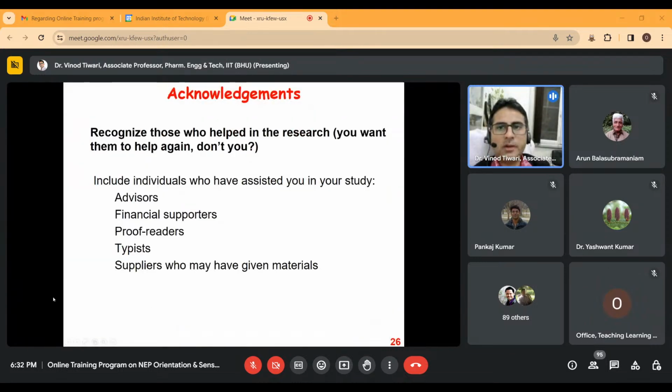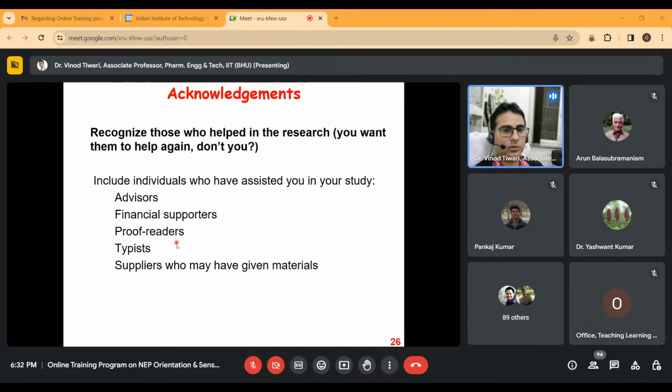So in acknowledgement, it's very important to acknowledge the people who have helped you in carrying out that research. So you have to include the individuals who have assisted you in your study, like your advisor. For example, if somebody has advised you on a certain set of experiments, you can put their name in the acknowledgement section. Definitely funders, funding agencies, or financial supporters, that also you can indicate in the acknowledgement section.